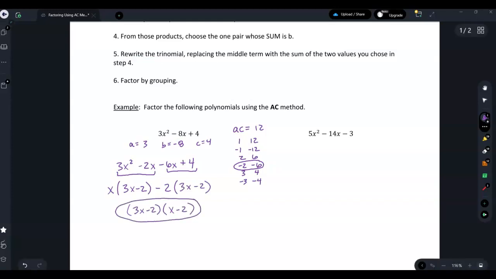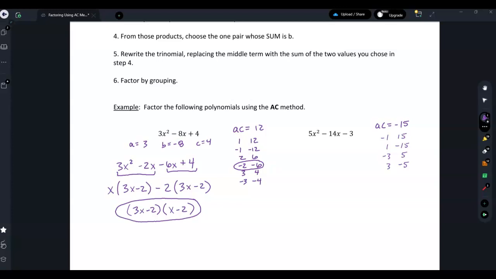All right, let's go through this on the next example. On this one, A would be 5 and C would be negative 3. So AC would be 5 times negative 3, which is negative 15. I'm going to list all the factors of negative 15. This could be negative 1 times 15, or 1 times negative 15, or negative 3 times 5, or 3 times negative 5. And I think in this case, that's all the factors of negative 15.